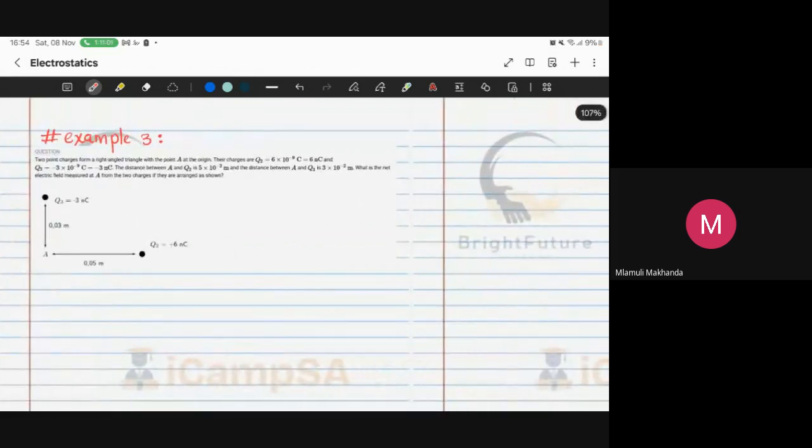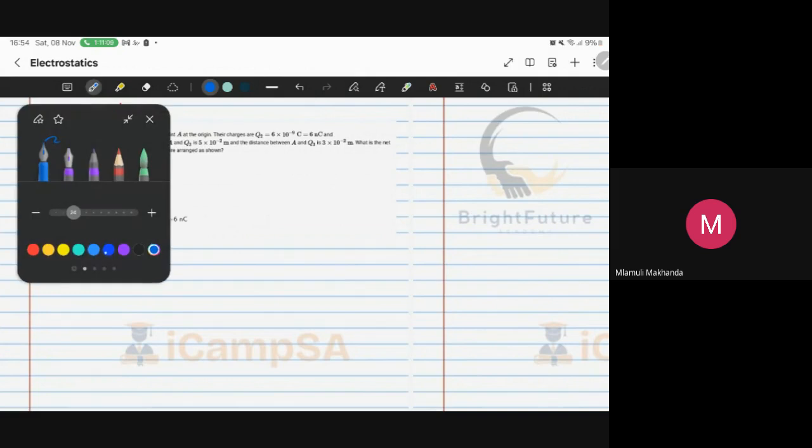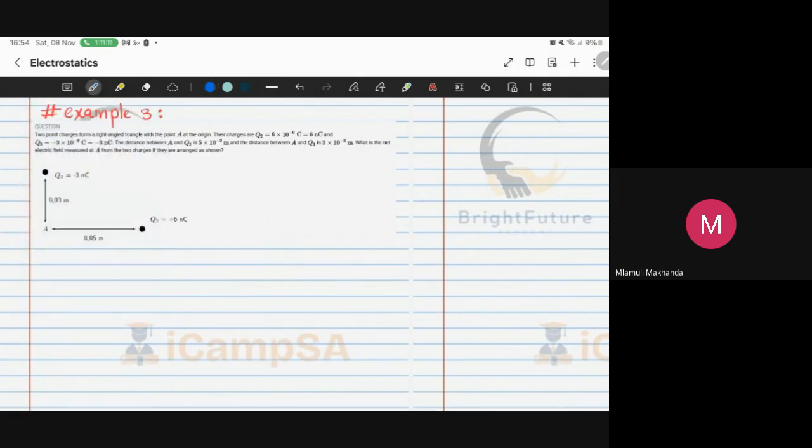Right. So the best way to do this is to split this scenario. We know that at point A, we have 2 contributions, a contribution from Q2 and a contribution from Q3. So let's start with Q3. Let's call it E1.